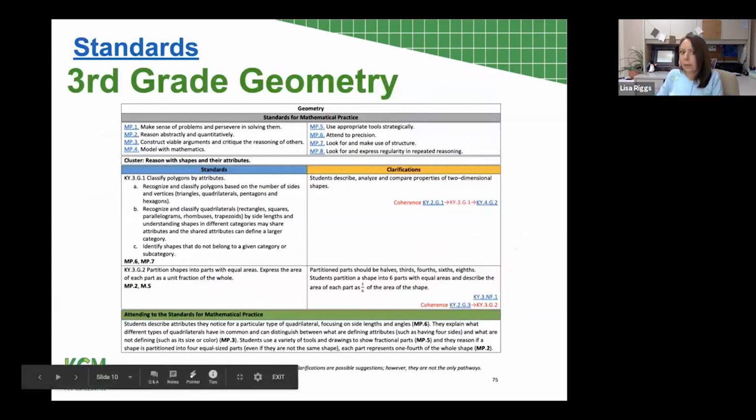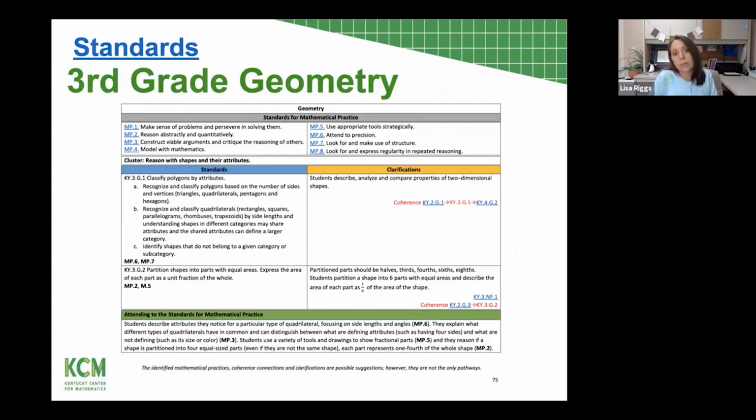So in 3rd grade, we have those measurement standards that have the cluster that is geometric measurement, but we also have geometry as a standard as well. And then in that geometry standard, we're classifying polygons by their attributes. So looking at quadrilaterals and rhombus and understanding those shapes in the different categories and what shared attributes they have, and putting them into categories, and also partitioning shapes, as we talked about during our fraction work not long ago.